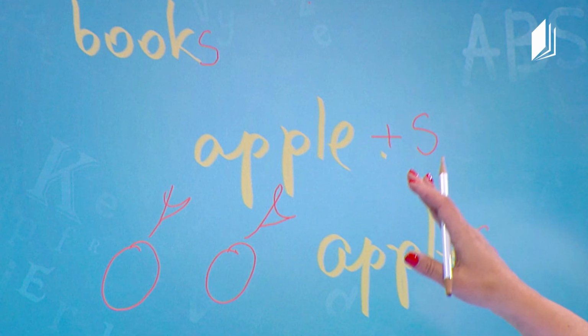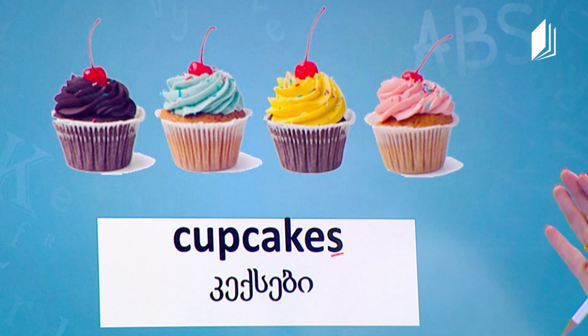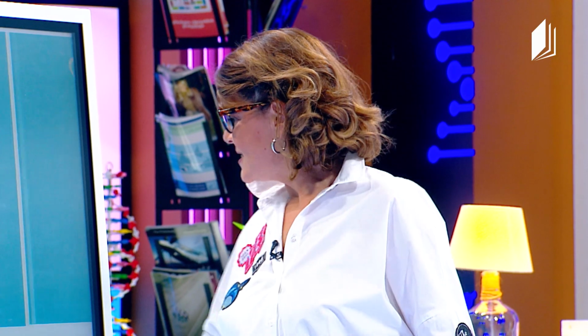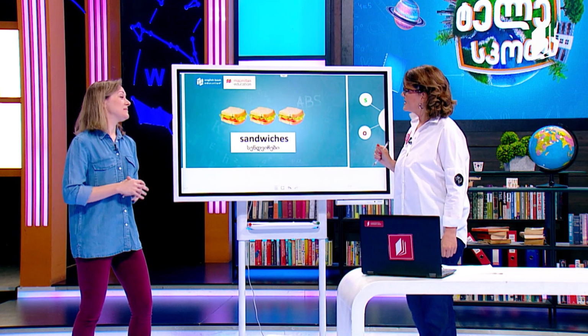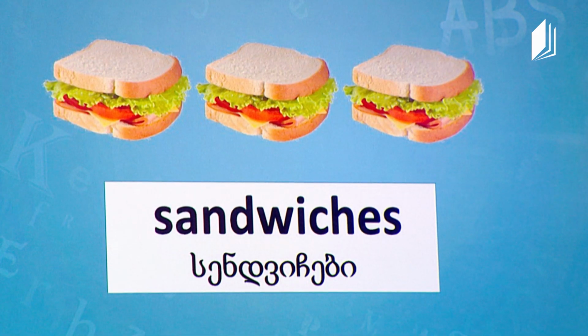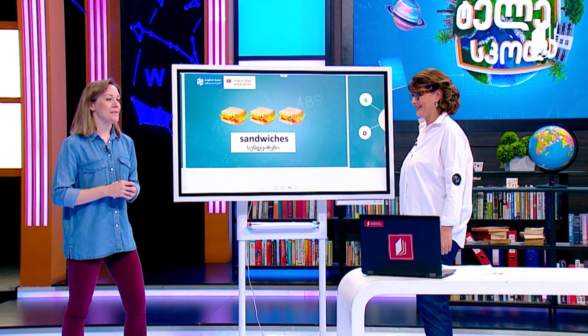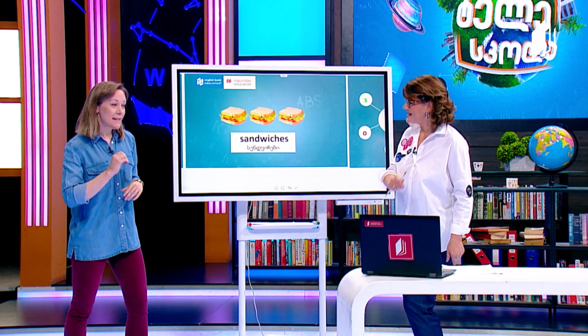Okay? A book and books. An apple, 1 apple, and 2 apples. And that's why it is written cupcakes, because it is in the plural. So next one. Let's look at the board once again, and I can see some sandwiches. How many sandwiches are there? Well, I see 3 sandwiches. Let's count them together. 1 sandwich, 2 sandwiches, 3 sandwiches.